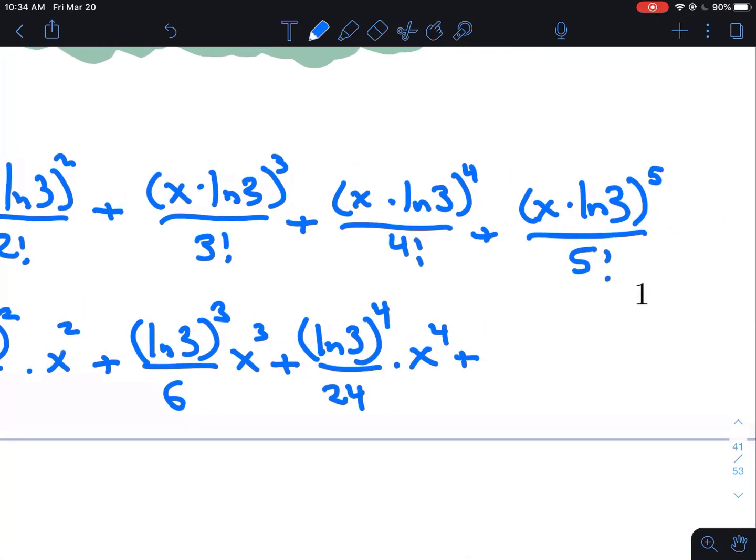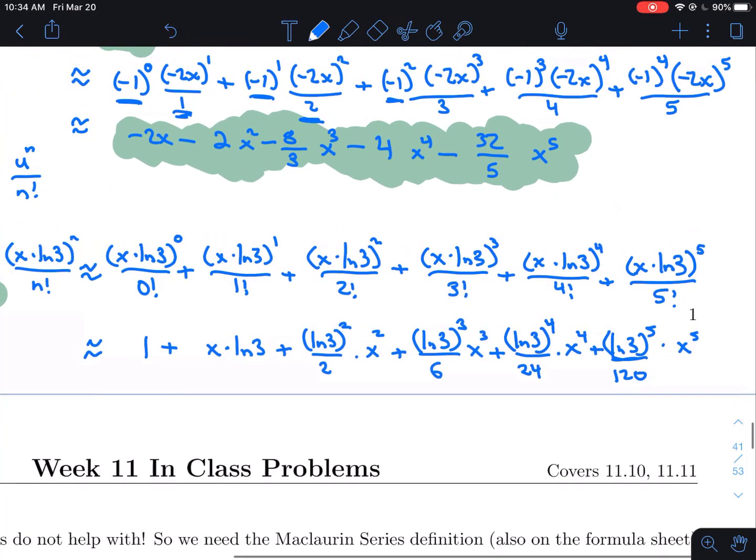And then finally, we have natural log of 3 raised to the 5th power, x to the 5th power, and we're dividing by 5 factorial. So 5 times 4 times 3 times 2 times 1. You can get out a calculator just to verify that that's going to be 120. Oops, that's my eraser. I meant to have the highlighter out. There we go.